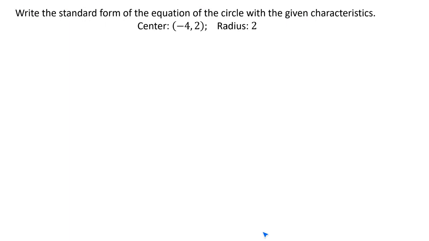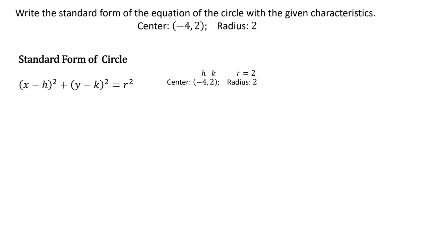So write the standard form of the equation of the circle with the given characteristics. They give you the center and the radius. So the best thing to do is write the formula down for the standard form of a circle, which is x minus h squared plus y minus k squared equals r squared. In our center, remember that the first number is h and the second number is k, and then we have our radius.